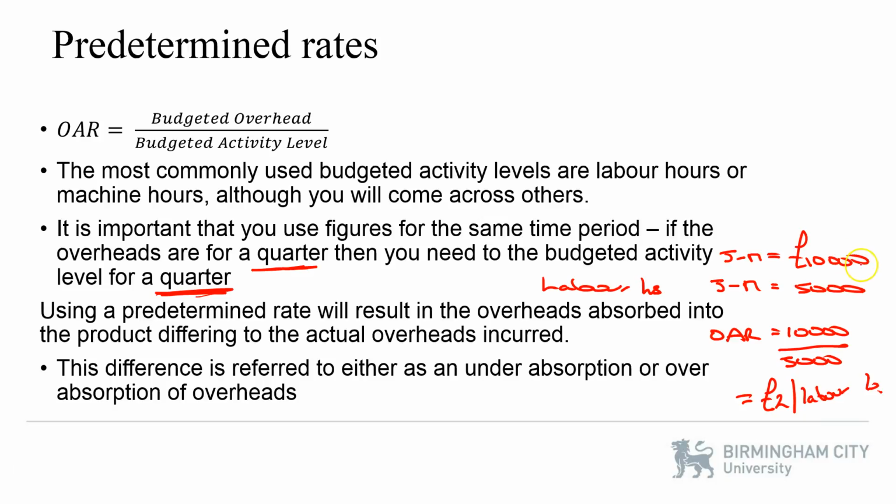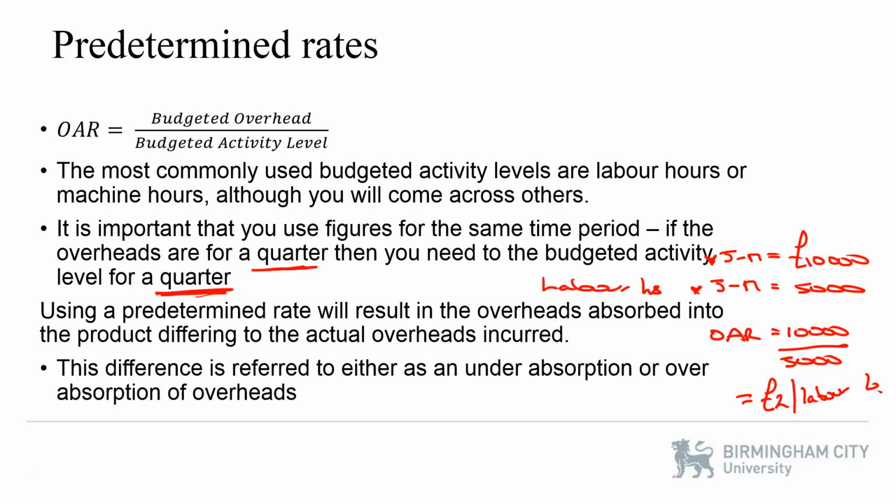So we see that the budgeted overhead figure relates to January to March. The budgeted labour hours relate to January to March. That's really important. For some questions you won't be given that information, but you can work it out. So remember, time periods must be the same. So that's how you work out a predetermined overhead absorption rate.